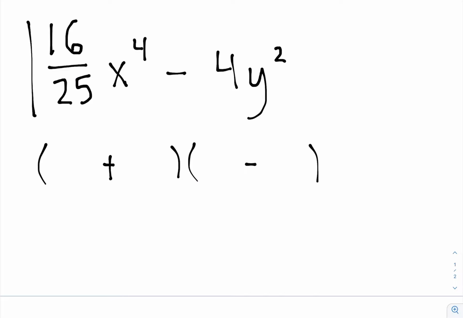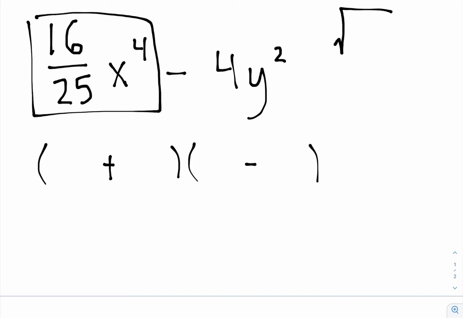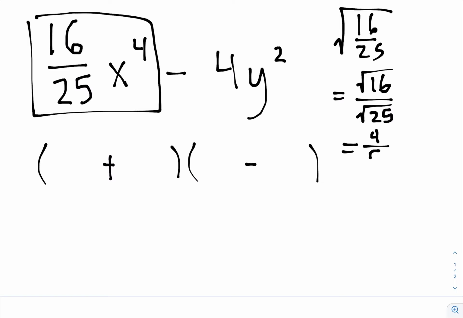Okay, we take the square root of the first term. So what's the square root of 16 over 25? The square root of 16 over 25 is equal to the square root of 16 divided by the square root of 25. So that square root applies to both numbers. Square root of 16 is 4, square root of 25 is 5. So see how that is a perfect square? 16 over 25 is 4 over 5 squared. So that's 4 over 5. And we still have this x to the fourth attached.